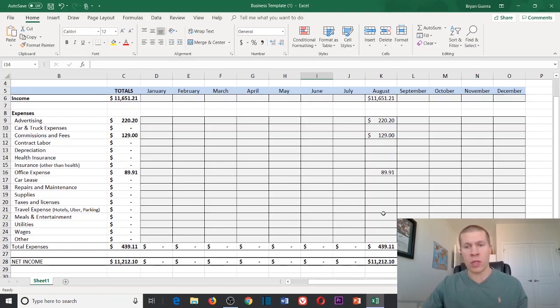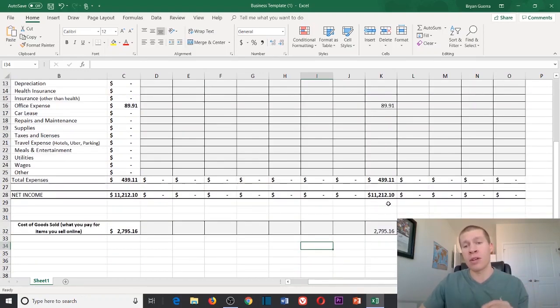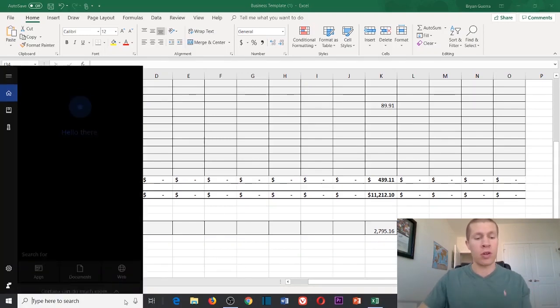So if you look at the total expenses overall, it ends up being $439.11, which means my net income after all these expenses was $11,212.10. And that means that if we deduct the cost of goods, my total profit ends up being $11,212.10 minus $2,795.16, which is exactly what I spent cost of goods wise.